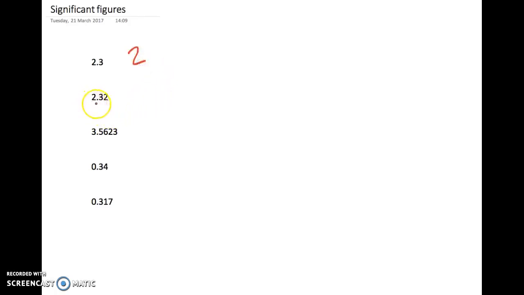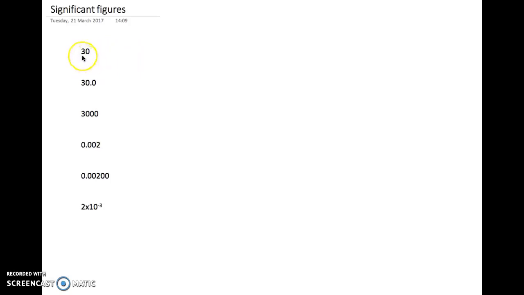In this case we have 1, 2, 3, so we have three significant figures. 1, 2, 3, 4, 5 significant figures. Here we have two significant figures. Okay, so we write 2, and here we have three significant figures. Okay, and then we have slightly more complicated examples.